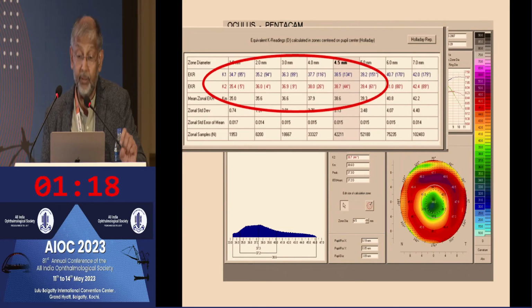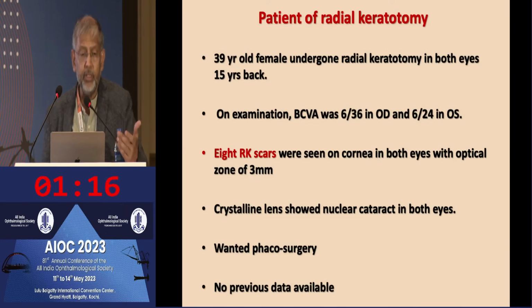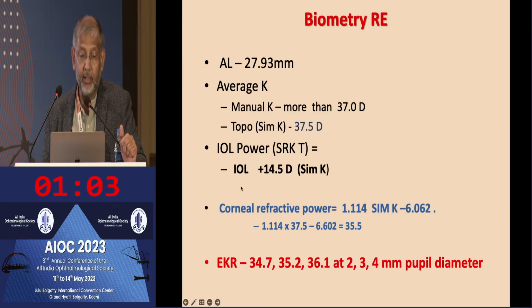So this is a representative patient, 39 years. This I operated almost 15 years ago. The patient had undergone a radial keratotomy. So she had 8 RK scars, axial length was this much, and on manual K, this was the keratometric reading, and on SRK/T, this was the lens power coming.